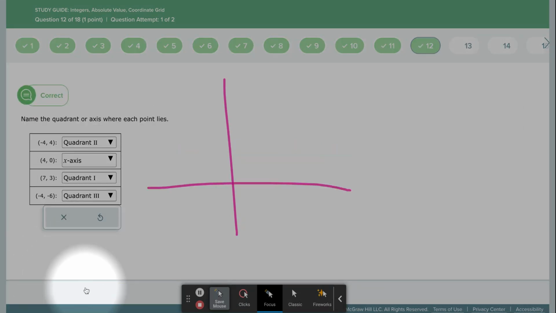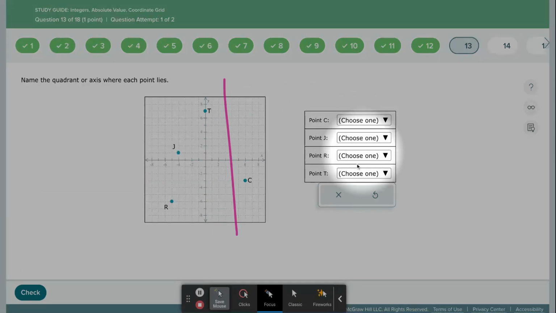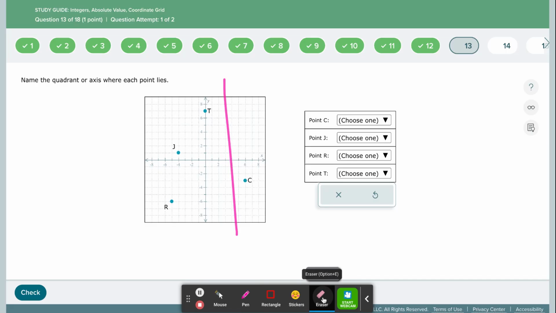Moving right along. Okay, so here we go. We are going to name the quadrant or axis where each point lies. It's kind of the same concept. They're just doing what I was doing for you. Okay, so look at point C.